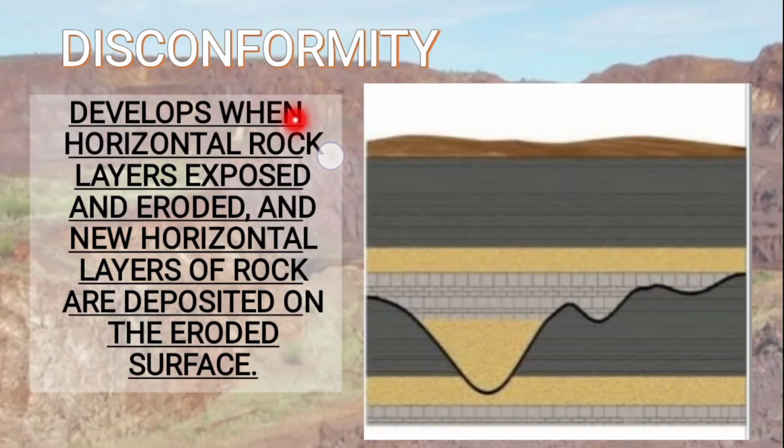Next is disconformity. Develops when horizontal rock layers are exposed and eroded and new horizontal layers of rocks are deposited on the eroded surface. The layers on either side of the boundary are nearly horizontal. So, as you can see in this portion, the rock layers are being eroded. So, we call this one disconformity.